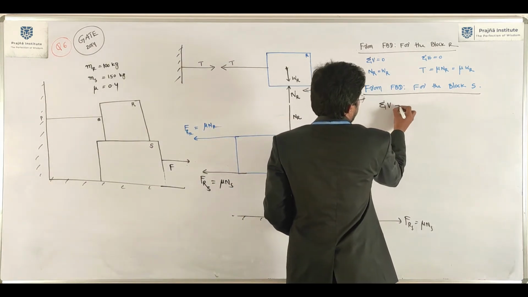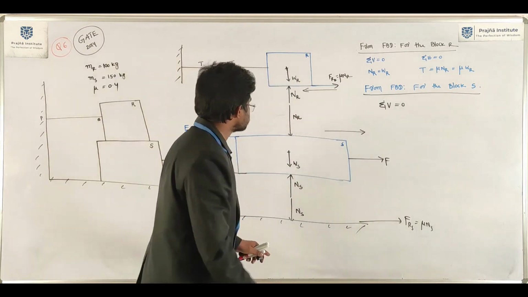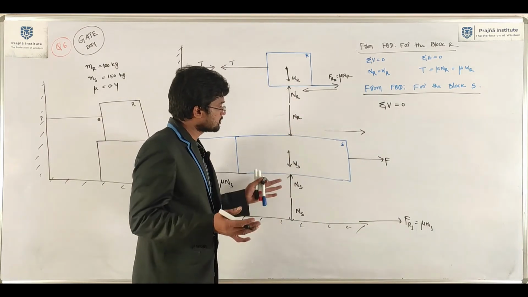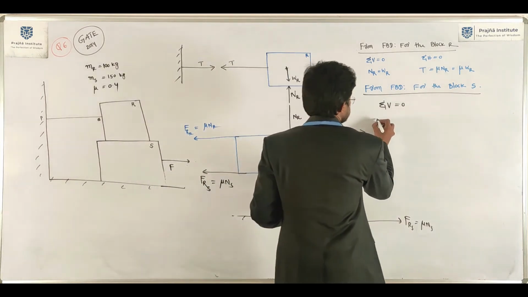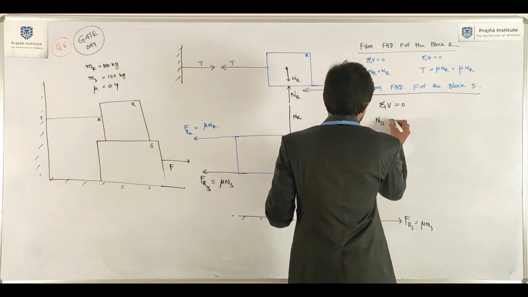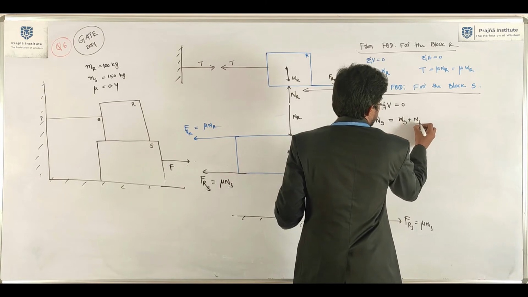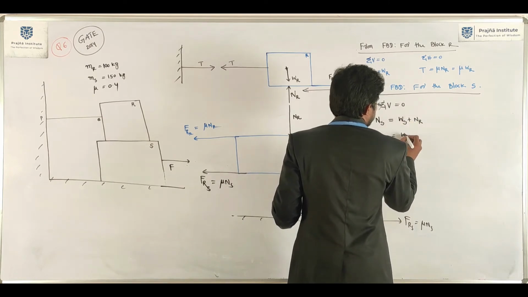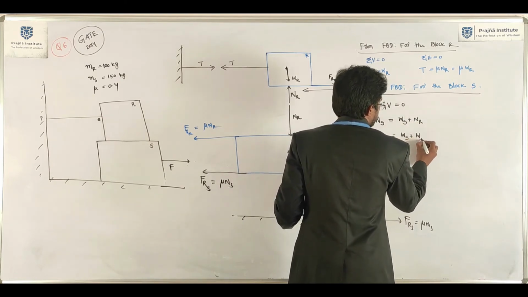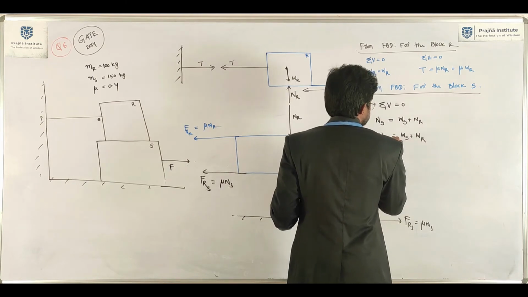Sigma V equals 0. That means the sum of the downward forces equals the sum of the upward forces. Here Ns equals Ws plus Nr, that is Ws plus Wr. This is Ns.